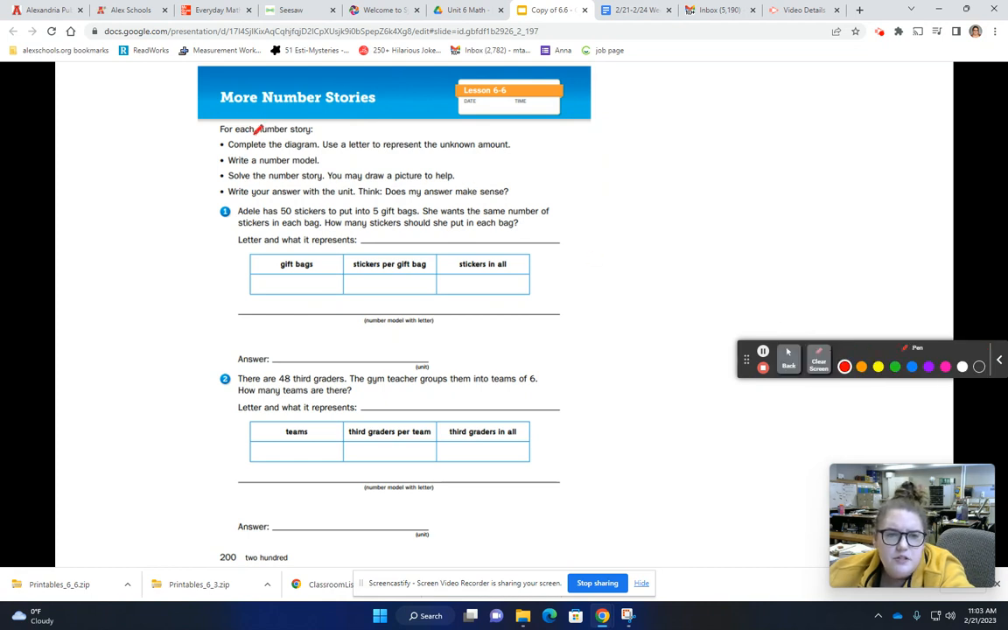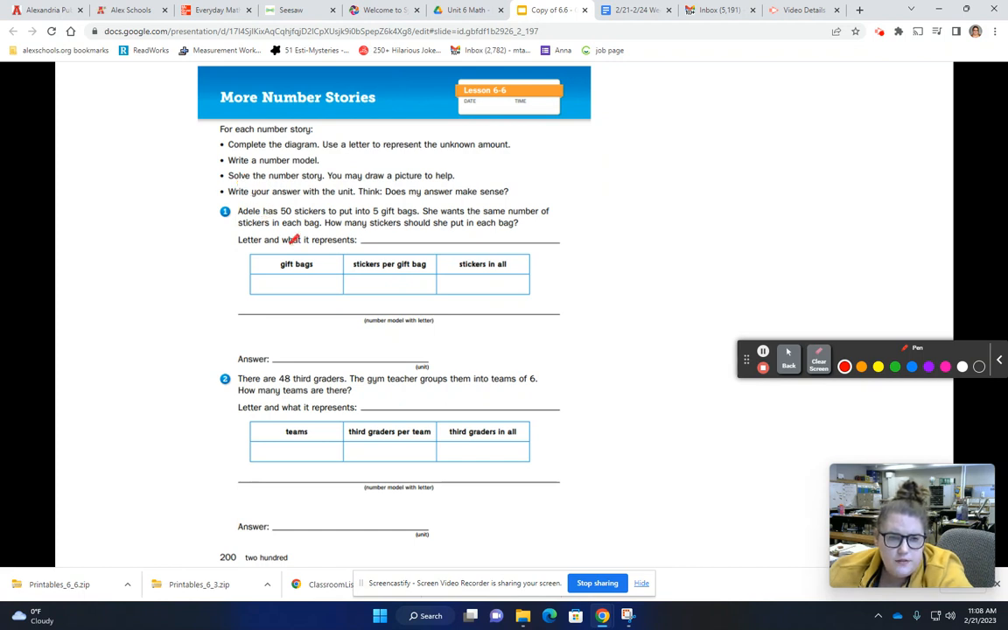All right, so for each number story, you want to complete the diagram, use a letter to represent the unknown, write a number model, and then solve the number story. Write your answer with the unit.